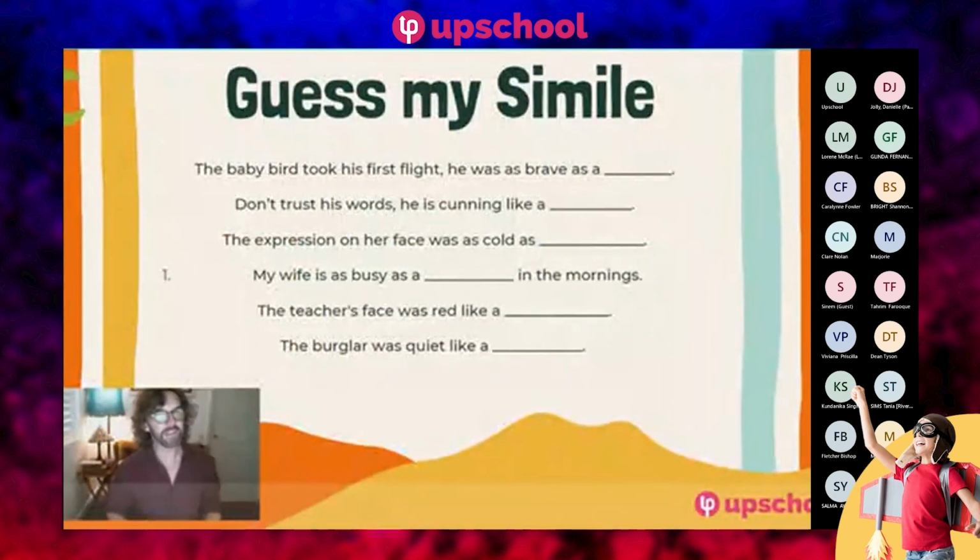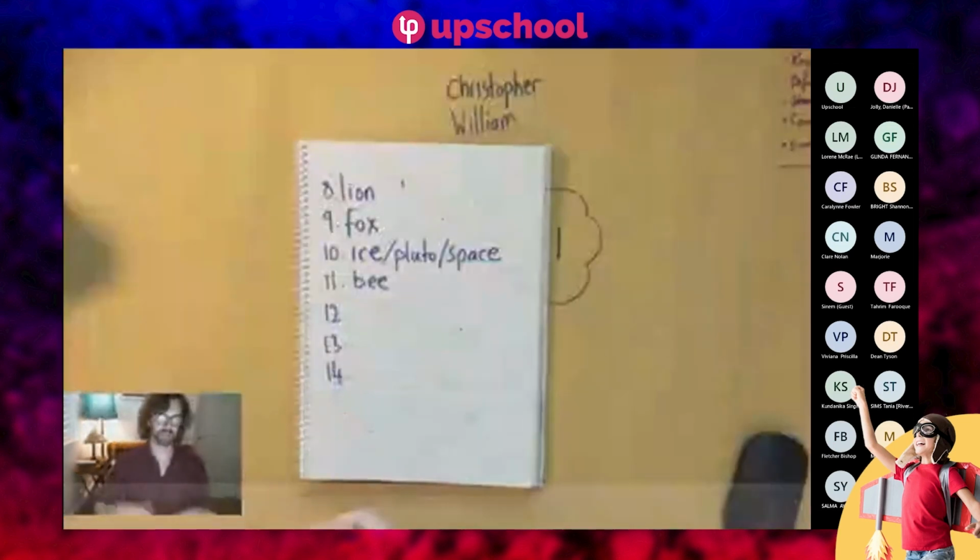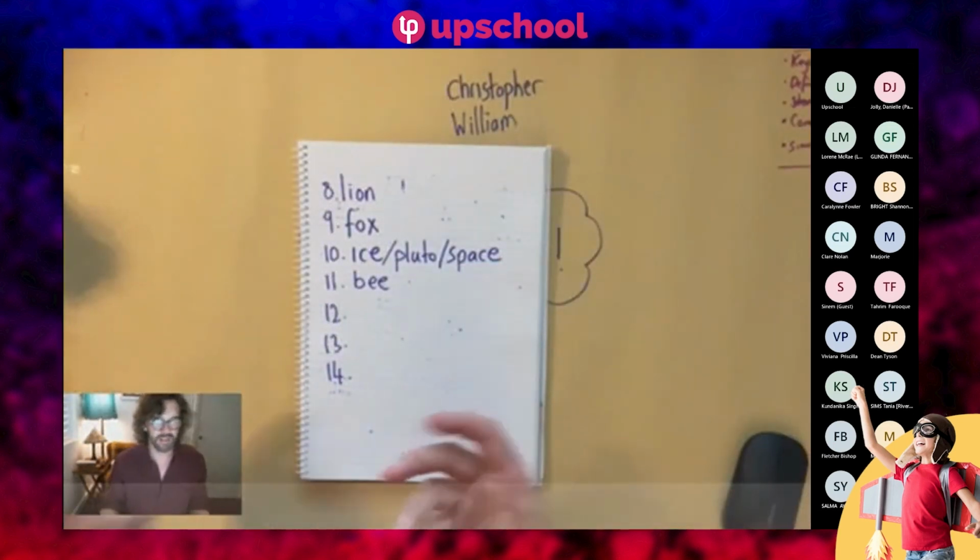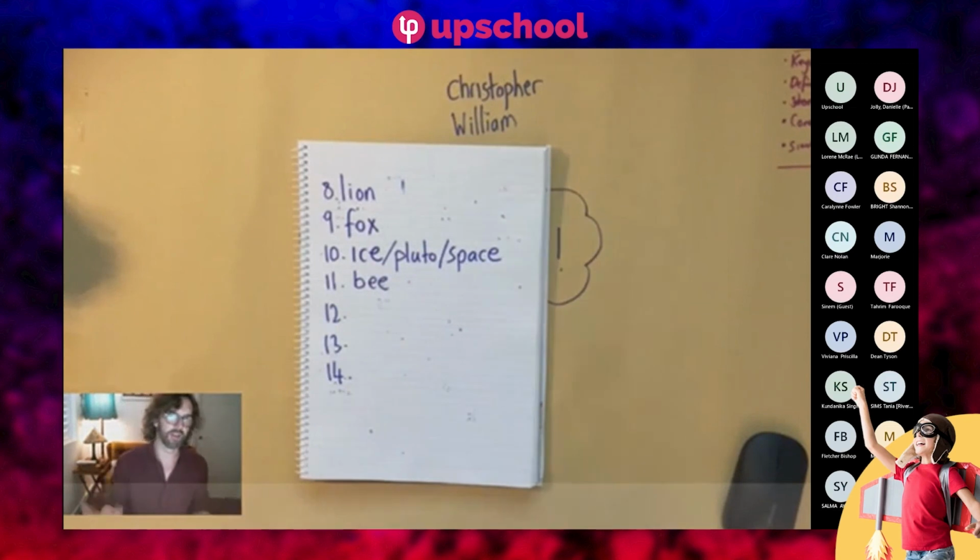My wife is as busy as a something in the mornings. As busy as a bee. As we know, bees are really busy, flying around, collecting nectar, flying back to the hive, turning it into honey, looking after the queen, as busy as a bee. Very good indeed. I hope you all got this one correct.